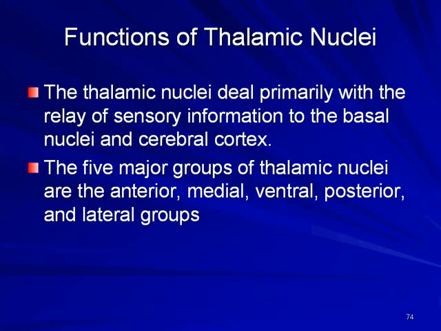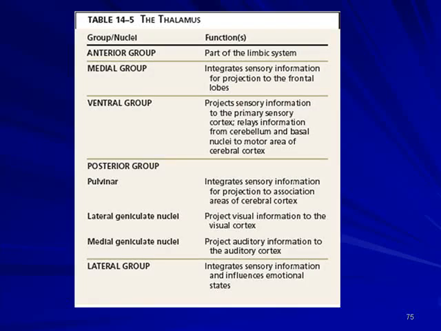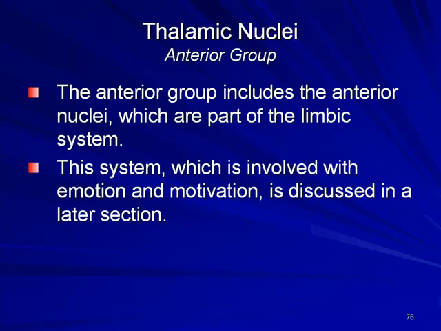Functions of the thalamic nuclei. You need to be a little bit familiar with the function here. Primarily to relay sensory information from the basal nuclei to the cerebral cortex. It's a primary function. There are 5 major groups: anterior, medial, ventral, posterior, and the lateral groups. And this is what each of the groups does, but again, now go back, you see, primarily includes those systems that are involved in emotion and motivation.